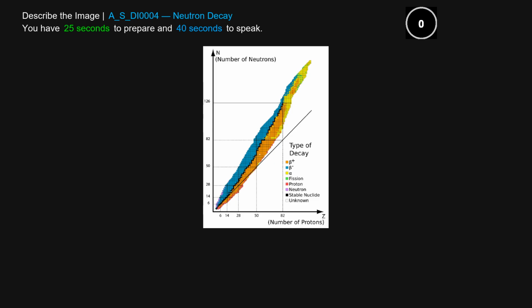This line chart gives information about the number of neutrons. There are many elements in this line chart. This N represents the number of neutrons and Z represents the number of protons. From this line chart, I can say that the highest value is 126, which is indicated by fission and proton. Now the second highest value is 82, which is indicated by stable nuclide and unknown.